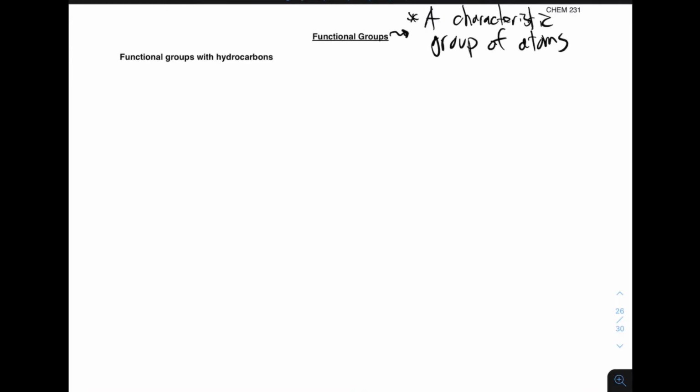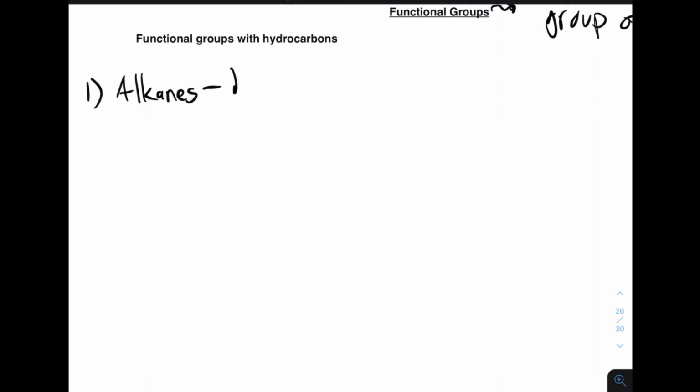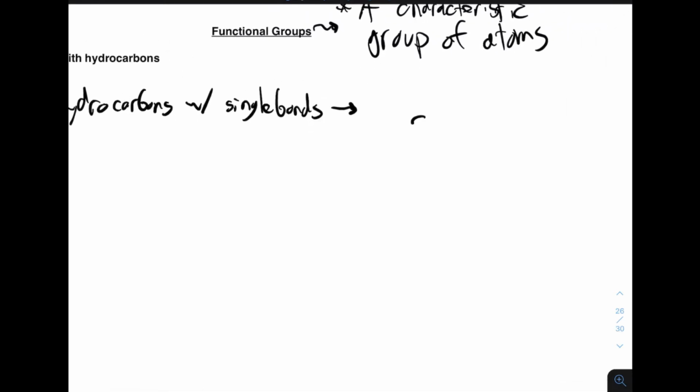Okay, so for the first group of hydrocarbons, let's talk about alkanes. So alkanes are hydrocarbons with single bonds. For an example, this one with just 2 carbons. So the Lewis structure for this is all we'll be drawing here. But this is just an example of a hydrocarbon, carbons with only single bonds, just sp3 carbons.